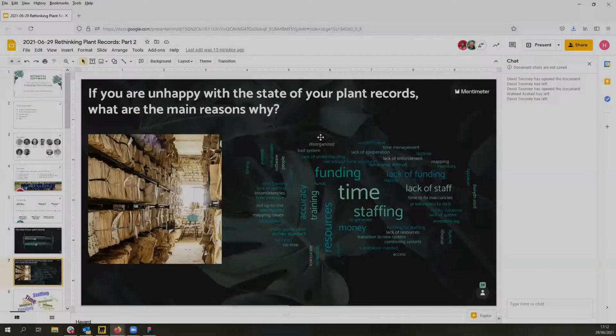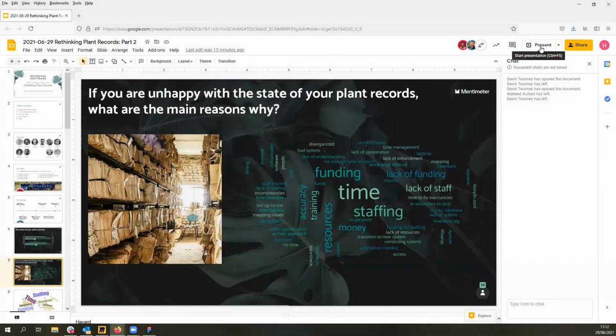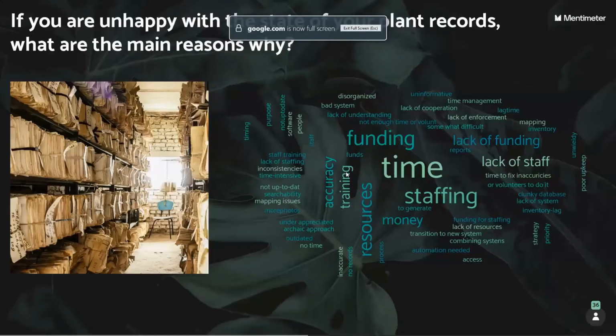The other thing we looked at was the reasoning behind why people are unhappy. And we did this word cloud. Now that was a bit difficult to analyze on the fly there. So we've cleaned this up a bit.